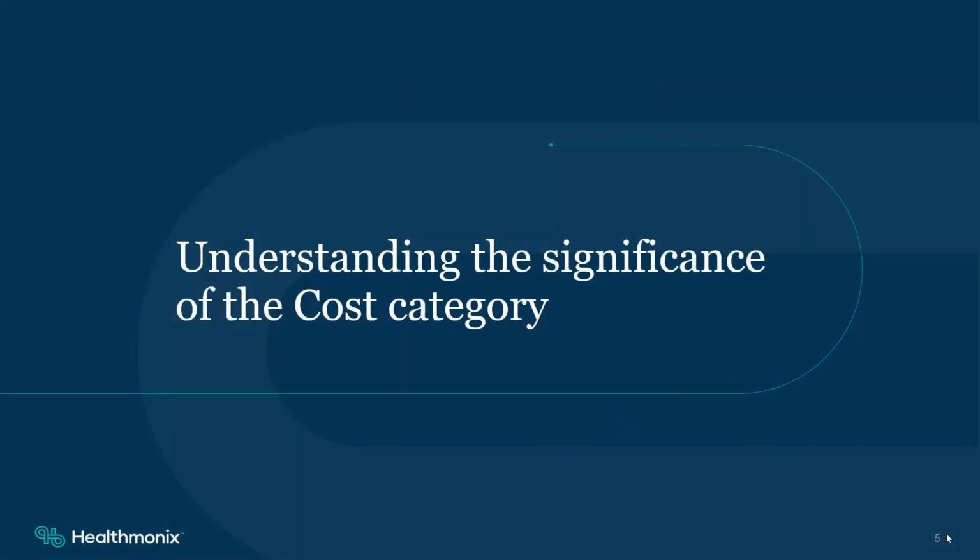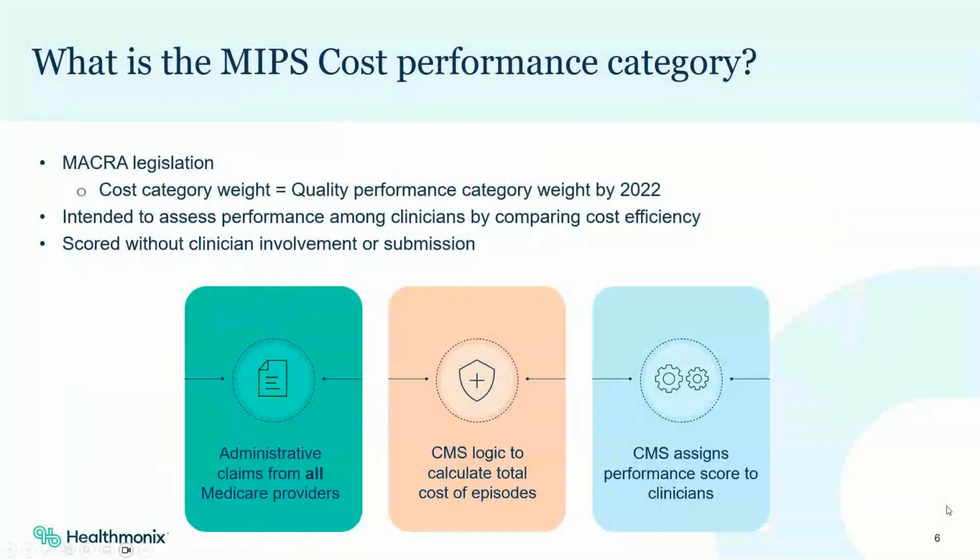So I'm going to start with understanding the significance of the cost category. As we looked at 2022, we saw clinicians start to see cost scores again within their MIPS final score. The reason was when MIPS was started back in 2018, the legislation said that eventually, being 2022, the cost category had to have equal weight with the quality performance category. CMS's rationale was that we can get infinite quality of care if we spend enough money. So what they really want to do is balance cost and quality.